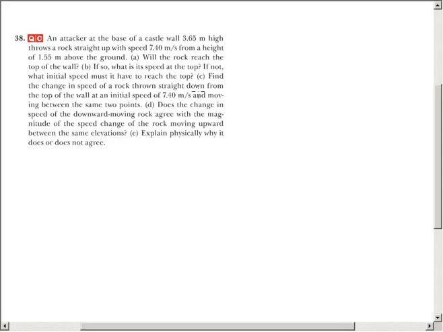A. Will the rock reach the top of the wall? B. If so, what is the speed at the top? If not, what initial speed must it have to reach the top?